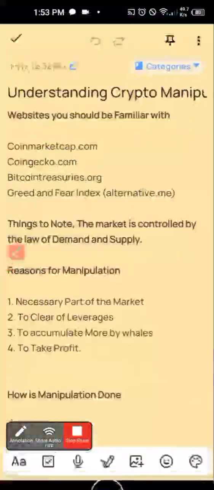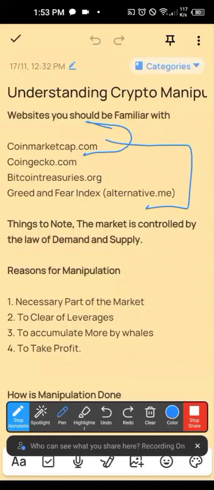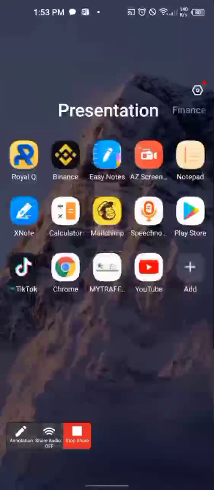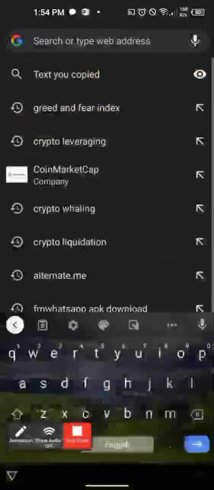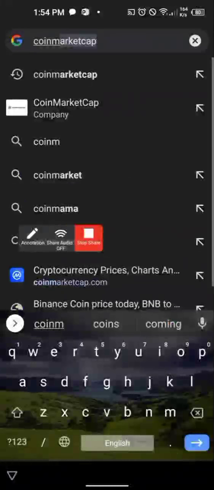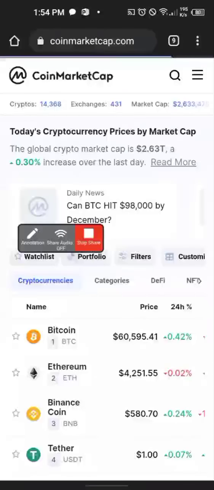All right. So to begin with, there are some basic things you need to have, some basic websites you need to have as a crypto trader. Now, the first one is coinmarketcap.com. I think we did this at the introductory part, but for those who are new, CoinMarketCap is a website that gives you an idea of basically everything you want to know about any coin you're looking for. So you just type coinmarketcap.com and click on the site.